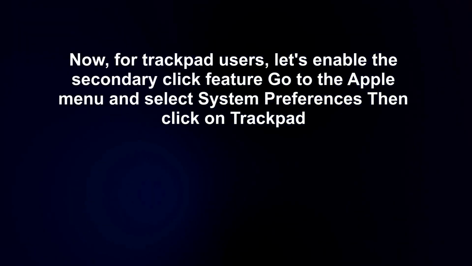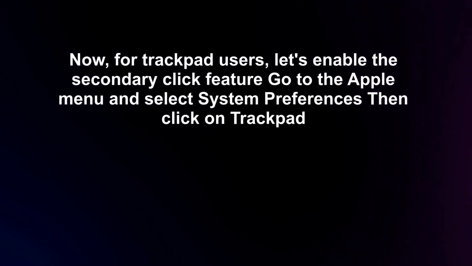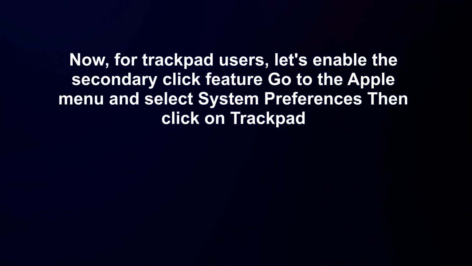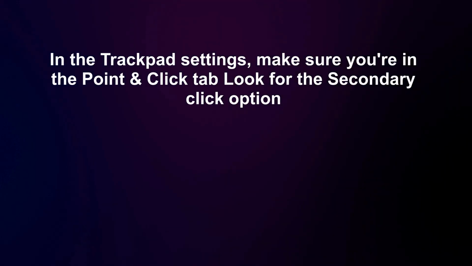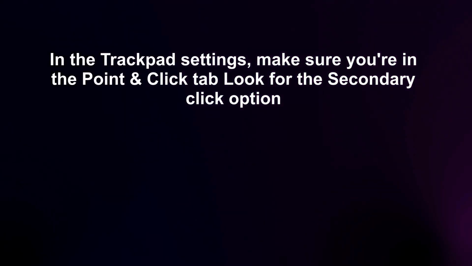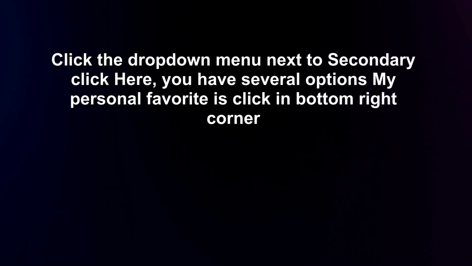Now, for trackpad users, let's enable the secondary click feature. Go to the Apple menu and select System Preferences, then click on Trackpad. In the Trackpad Settings, make sure you're in the Point and Click tab. Look for the secondary click option. Click the drop-down menu next to secondary click.